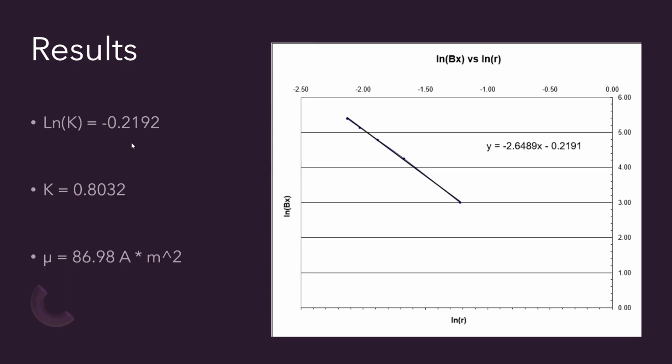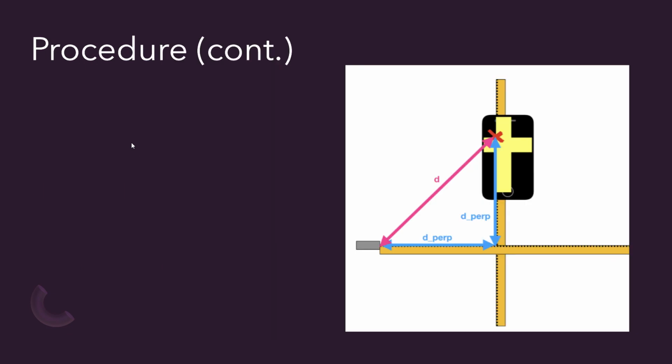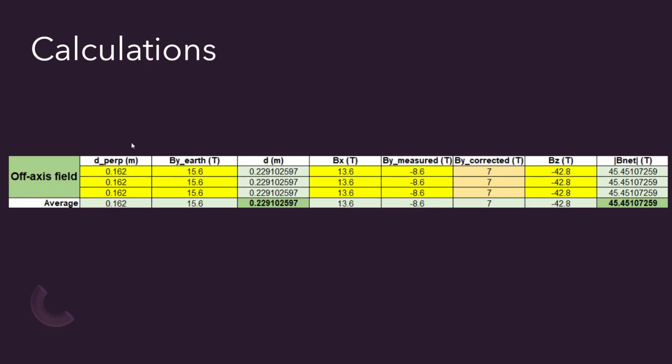And so basically what this means is that the ln of k is going to be equal to negative 0.2192. K will be 0.8032, meaning that mu will be 86.98 amps per meter squared. And we were also asked to find the magnetic field at this point, d perp, and with a magnitude of d. So basically, after you find all of that, you will plug in all these values, and you will end up getting a magnitude of 45.45 for your magnetic field.